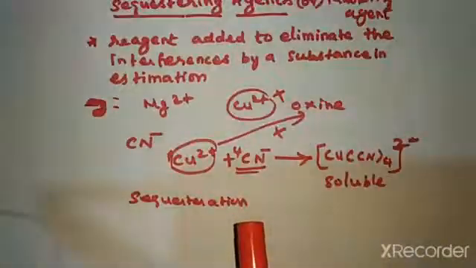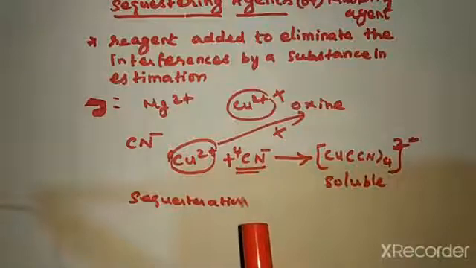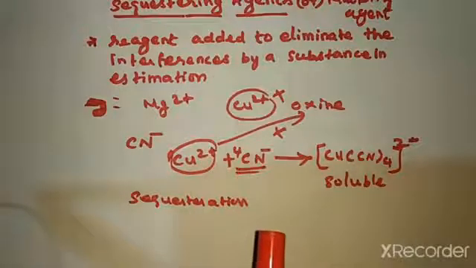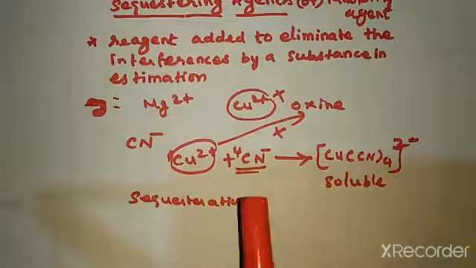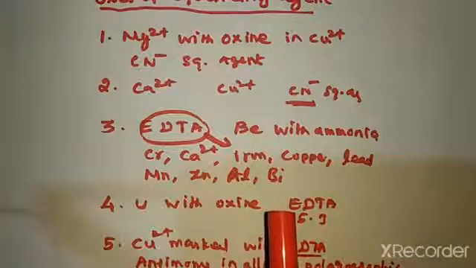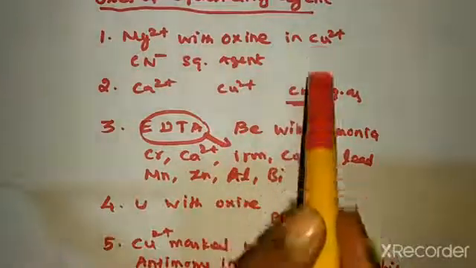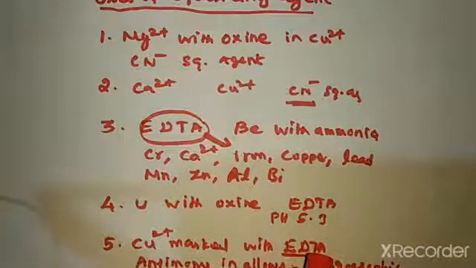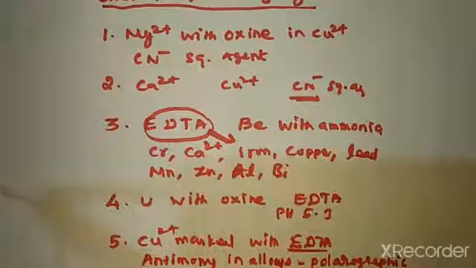And we explained the sequestering agent or masking agent. We have defined what a masking agent is, with an example, that is cyanide ion. Then we discussed the uses of masking agent or sequestering agent, and these are the uses we saw in this class. Therefore, I hope you all understood precipitation from homogeneous solution, digestion of precipitate and sequestering agent, and what their uses are, everything.